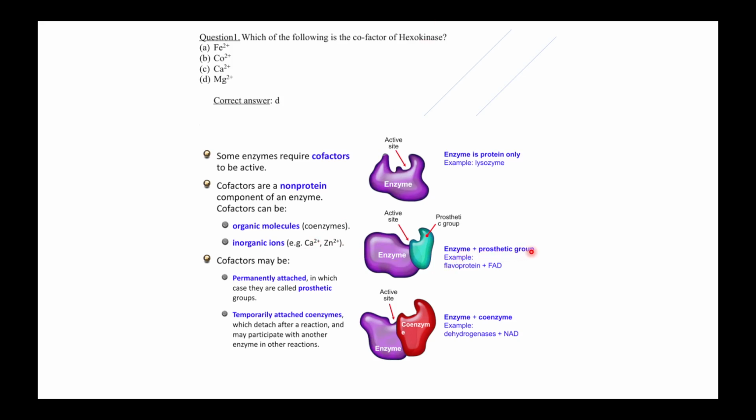Prosthetic groups are permanently attached cofactors. In the case of flavoprotein plus FAD, unless this is attached, it won't perform its function. And there are temporarily attached coenzymes which detach after a reaction and may participate with another enzyme in some other metabolic reaction or metabolic pathway.